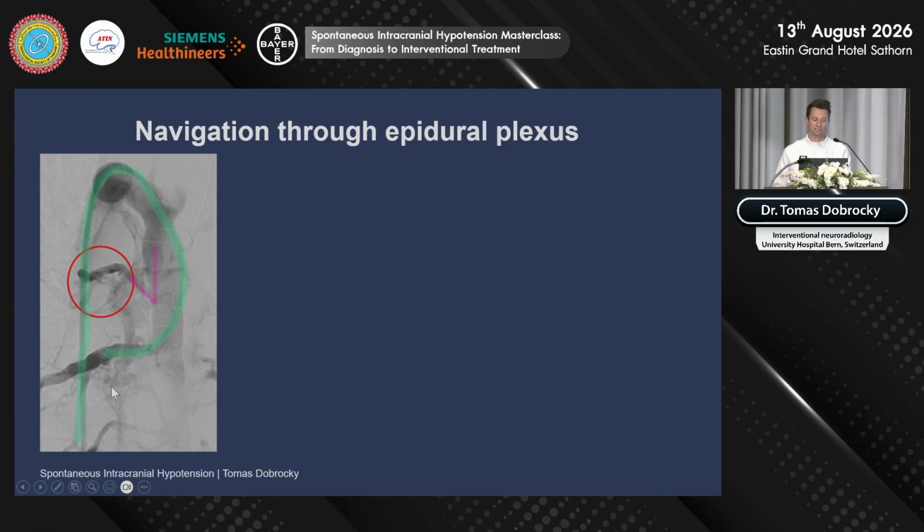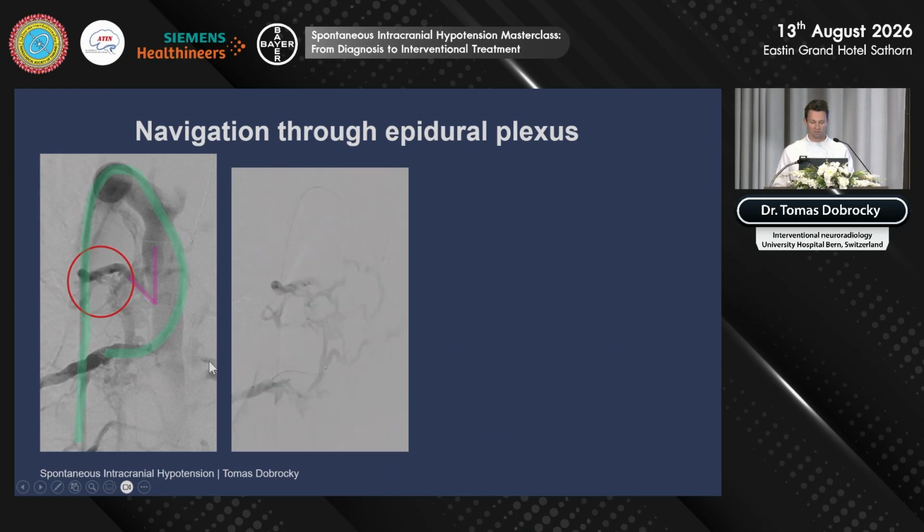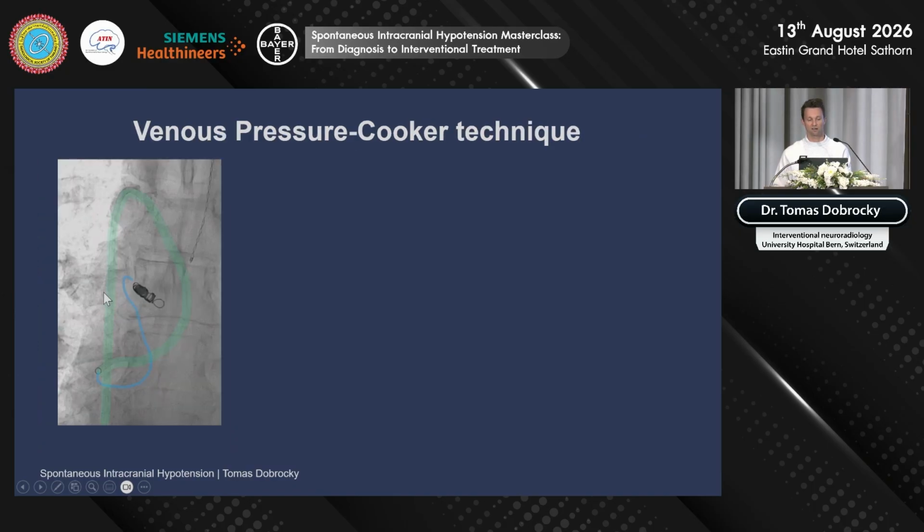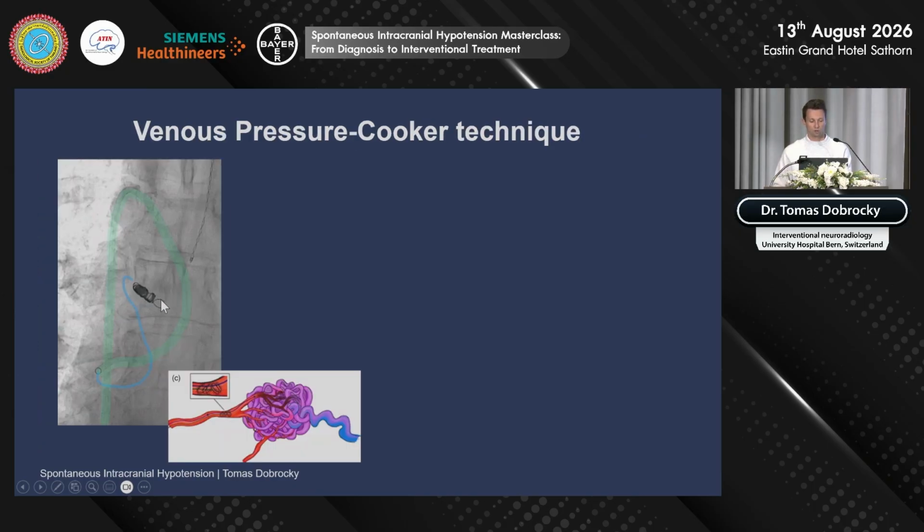And in a lot of these cases, what can be done is using the epidural plexus as your friend. So what we do, we have a 7 French guide catheter parked in the level below, and then we use a small microcatheter which we navigate on the wrong level into the epidural plexus. However, within the epidural plexus, we are able to ascend or go cranial to the desired level. So you can see this vein is exactly the same vein we are seeing here. So this really helps you. On this occasion, we used the pressure cooker technique.